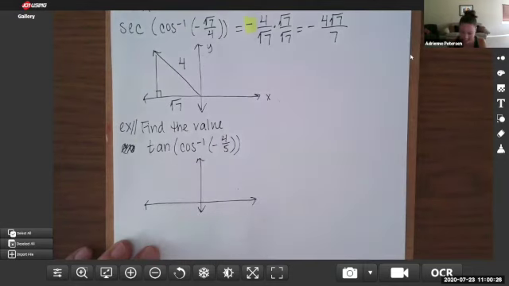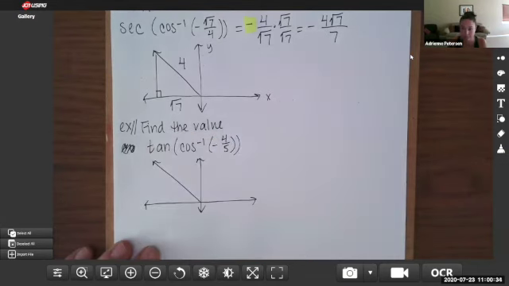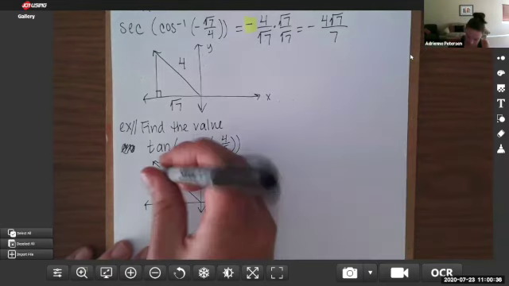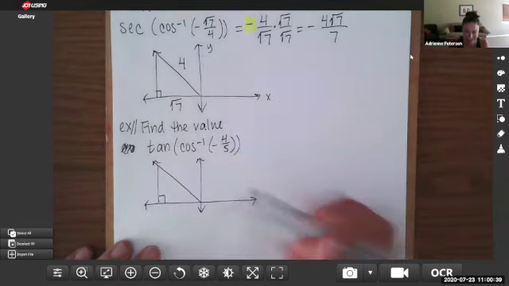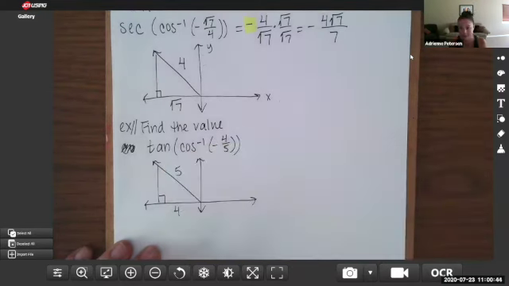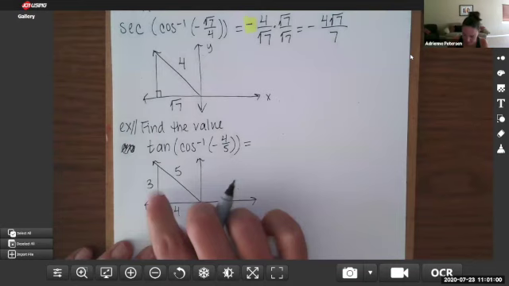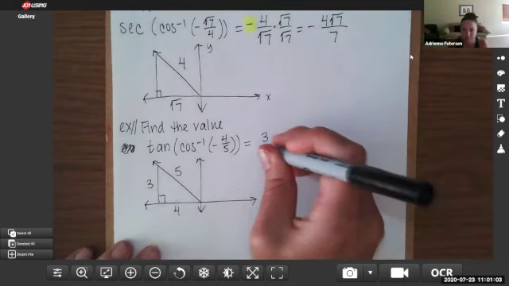So if cosine is negative, that puts our angle in the second quadrant. Okay, drop a perpendicular, forming a triangle. We think SOHCAHTOA. So cosine is adjacent over hypotenuse. Recognizing this as our common Pythagorean triple, or using the Pythagorean theorem, we get that the third side is 3. Okay, once we found this angle, now we're asked to find tangent. So we think SOHCAHTOA. Tangent is opposite over adjacent, so that's 3/4.